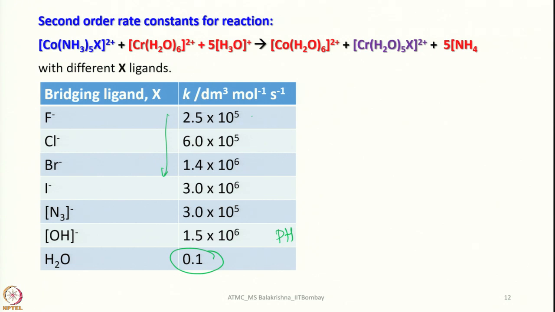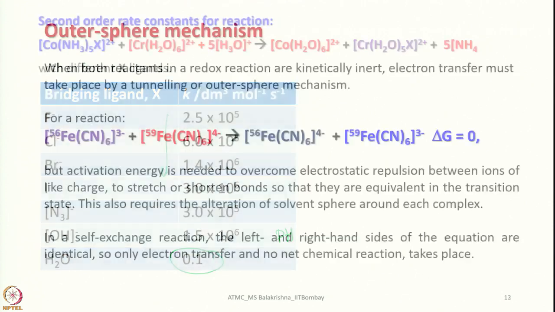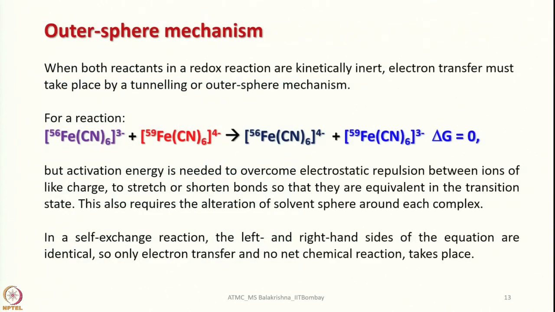So, now we have understood that as the ability of a ligand to bridge increases, the rate of the redox process also increases. With this, let us look into the outer sphere mechanism. When both reactants in a redox reaction are kinetically inert, that means both are, say, low spin complexes, electron transfer must take place by a tunneling or outer sphere mechanism.